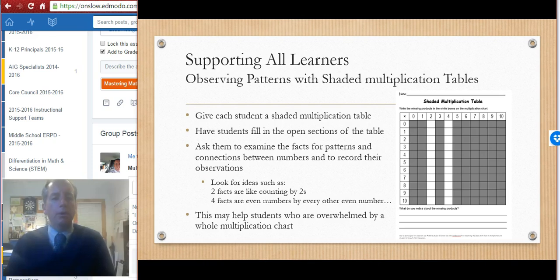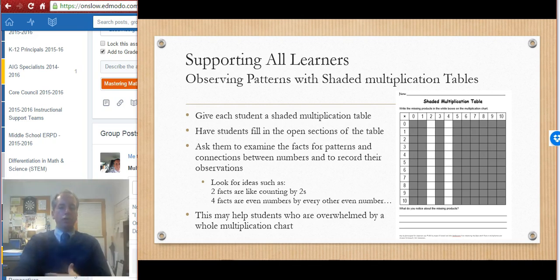They're going to fill those in, and we're going to look for the patterns, right? We're going to ask them what they noticed, and hopefully they notice that 2's facts are kind of like counting by 2's, and 4's facts are every other even number, and they're going to come up with their own things that they realize in the numbers. And it's important to get those student thoughts posted and accessible, because the way I as a student might remember it is going to be different than the way that another student is going to remember theirs.